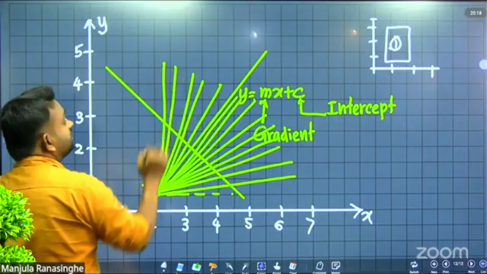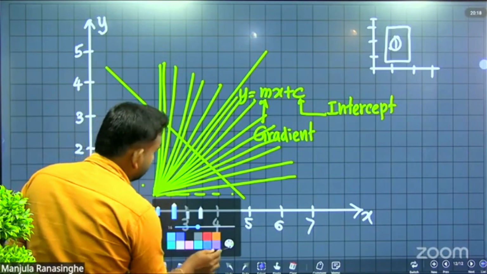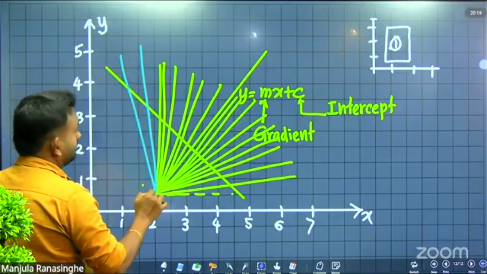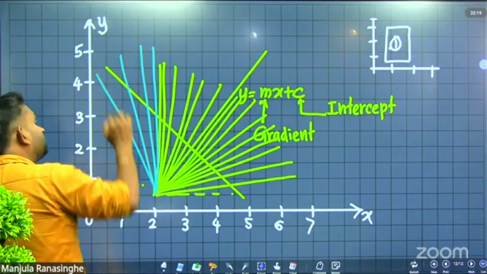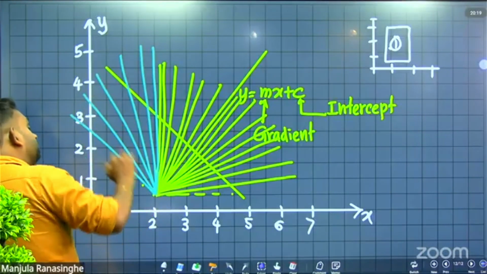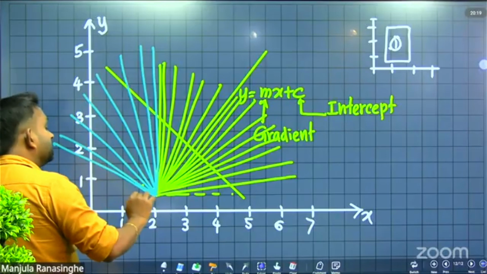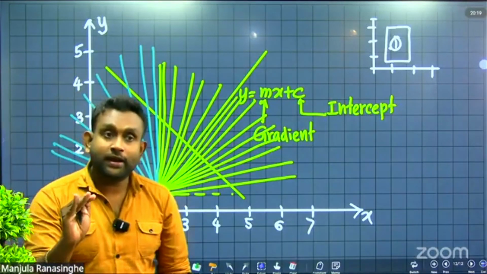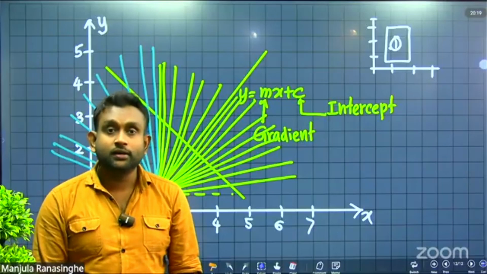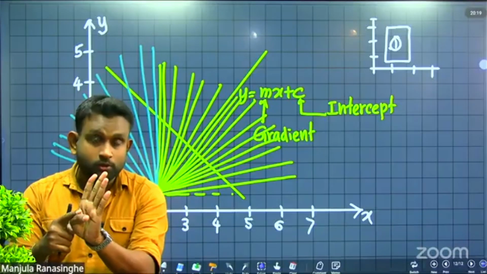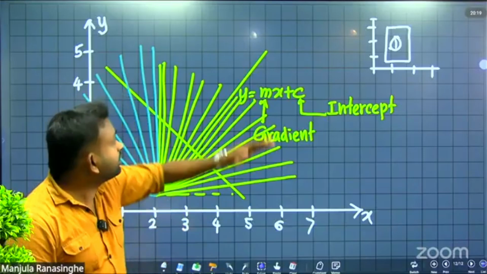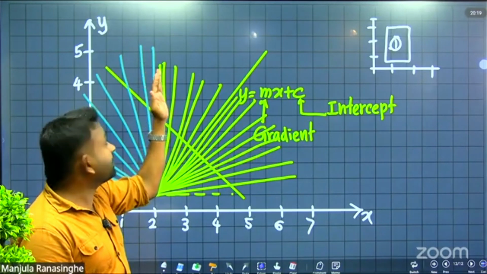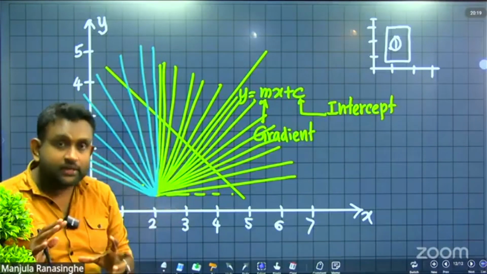Then after 90 degrees, if I draw the graph in these directions, the gradient becomes negative. So for the blue color lines, for that kind of orientation of a line, the gradient becomes negative. By looking at the graph in the exam, you can determine whether the gradient value is positive or negative. So for this kind of graph, up to here, the gradient is positive. If the graph passes more than 90 degrees, then the gradient should be negative.